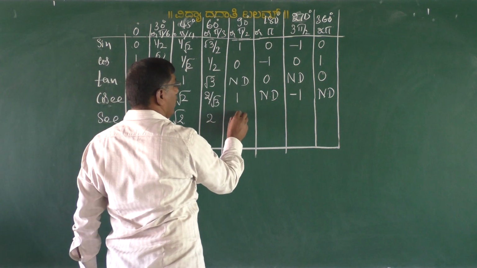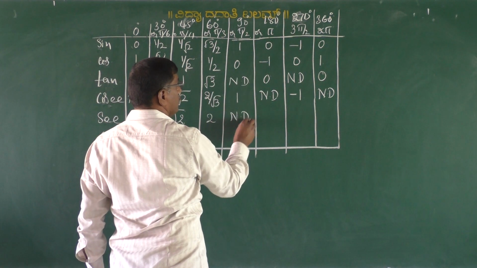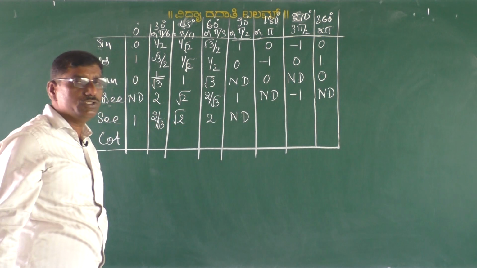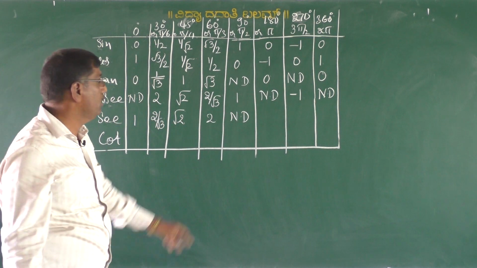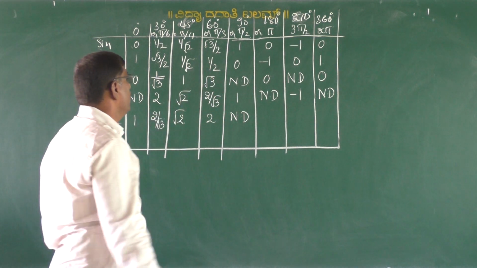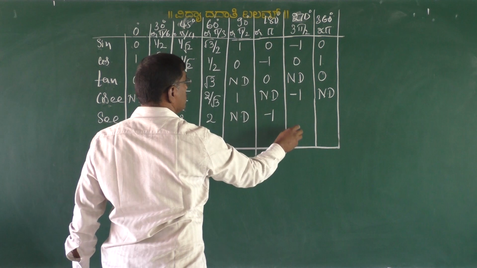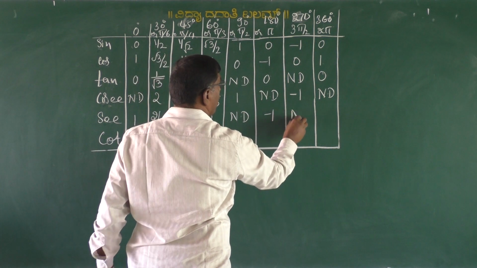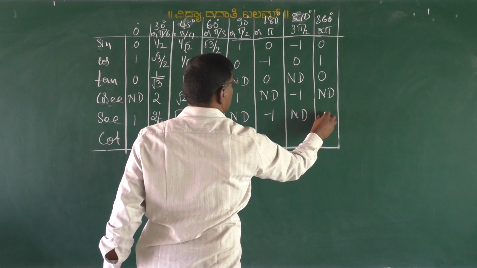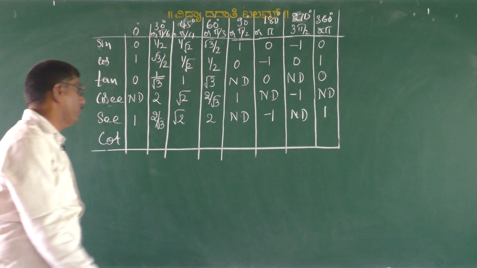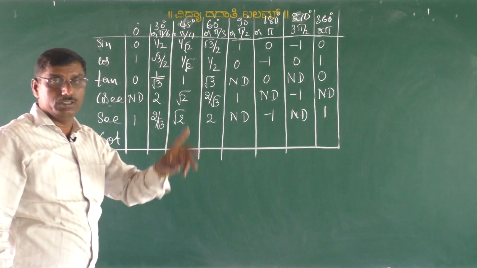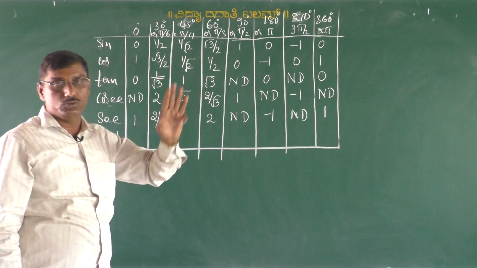That is not defined, isn't it? And also we can write infinity, that is, not defined. Next, this one's reciprocal is minus 1. This one is 1 by 0, not defined, my dear students. The last one is 1, that is the reciprocal of which one? Cos. We can write the values like this.